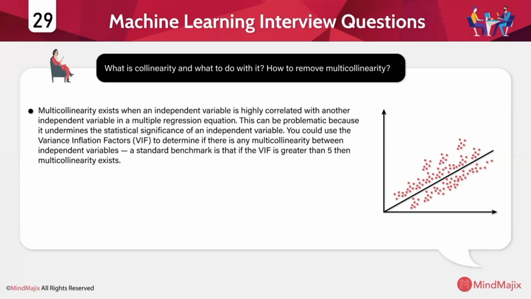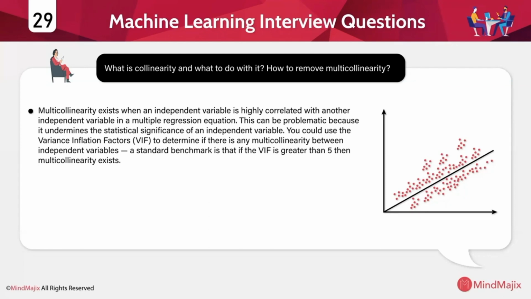So multicollinearity exists when an independent variable is highly correlated with another independent variable in a multiple linear regression, or multilinear regression, because there are multiple variables there. That's why "multi" is coming over here. Here I can provide more explanation, and I can provide a brief answer, but do not go with only the brief answer, because this is already an advanced question.